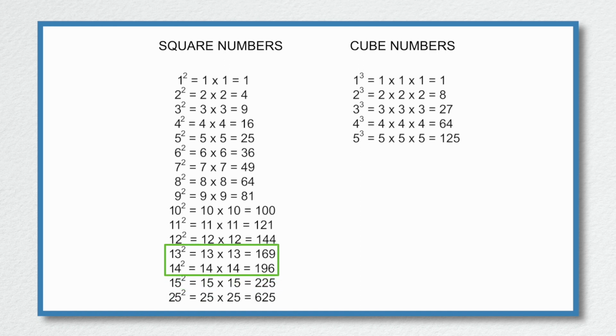Now with 13 squared and 14 squared, if you notice, the last two digits swap around. That's how I remembered those two square numbers when I initially was trying to learn them.